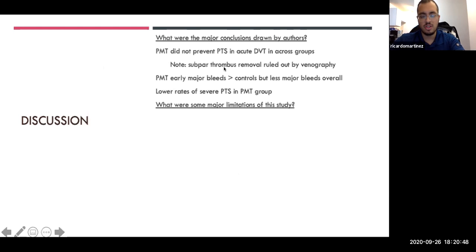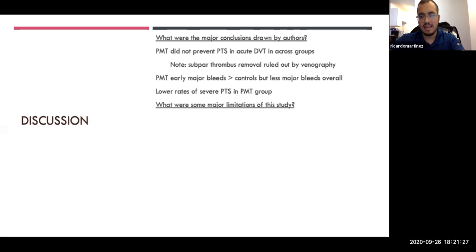One of the things that they also looked at was making sure that there was no subpar thrombus removal that would be causing no difference between the two groups, and they did that by venography. They also concluded that PMT had a greater amount of early major bleeds over the controls, but overall fewer bleeds. And there were lower rates of severe PTS in the PMT group, which may suggest that there are differences in the pathophysiology that, like I said before, lead to the development versus progression of PTS, and that more studies need to be done in that area.